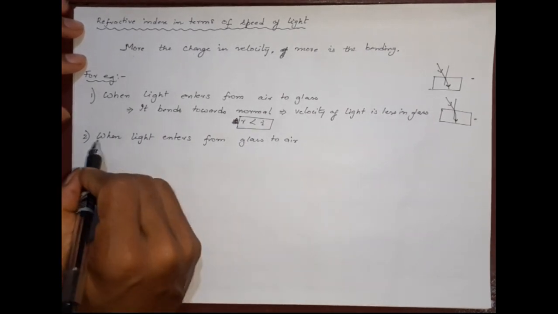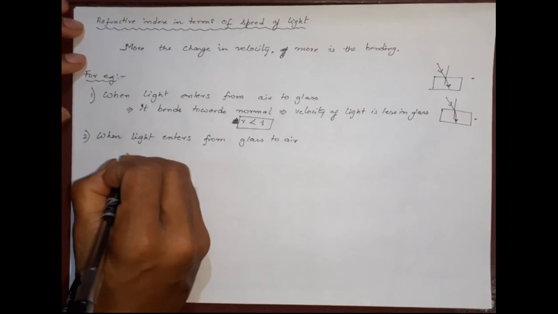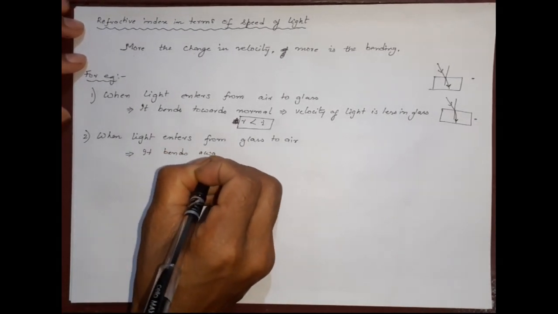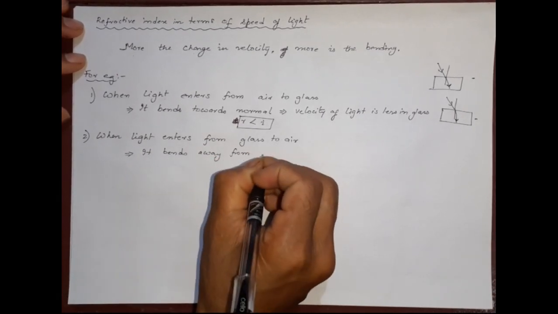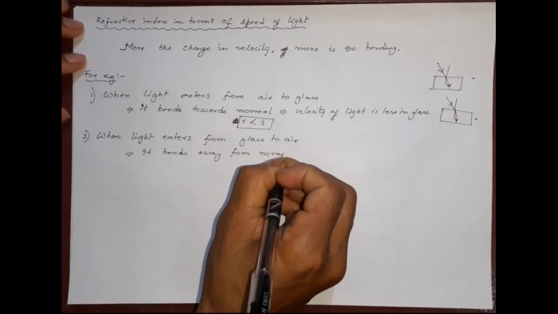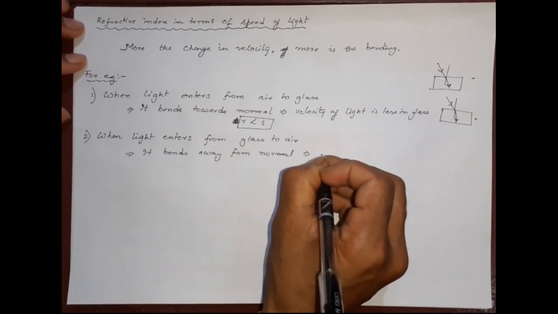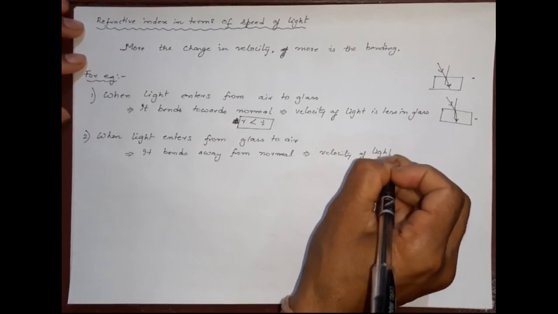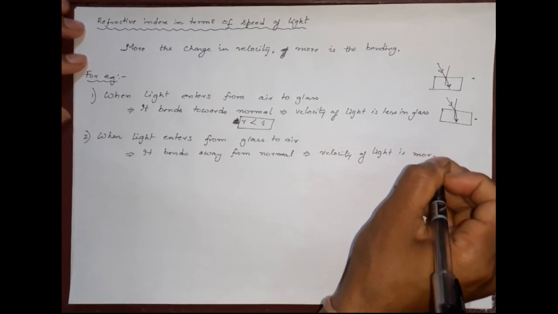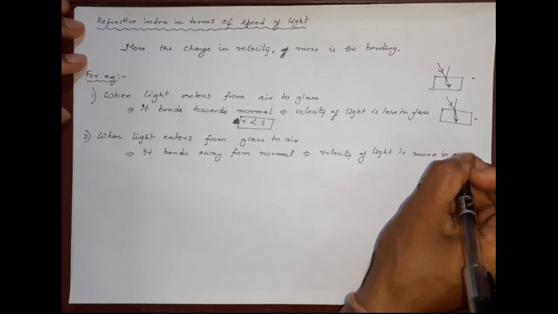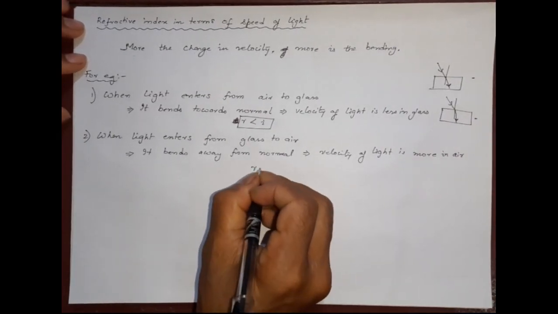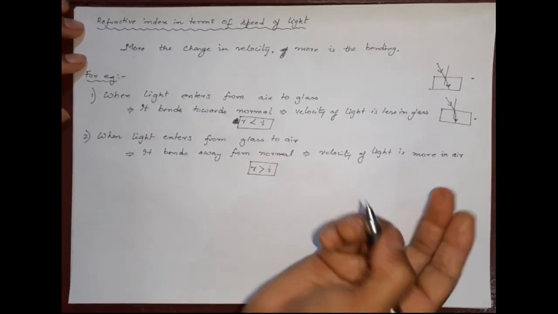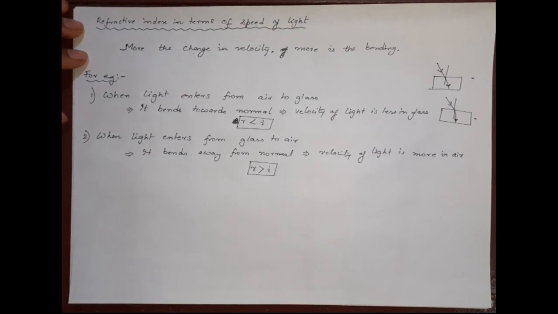In the second case, when light enters from glass to air, it bends away from the normal. That means the velocity of light is more in air than in the glass. So in this case, r will be greater than i. This happens when light comes out from the glass to the air.